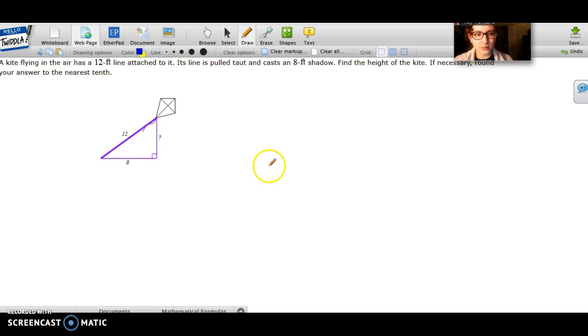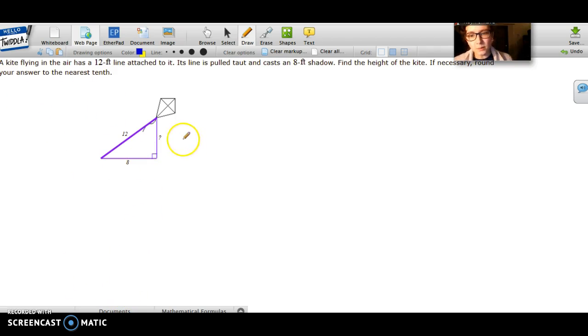So this is question 4 from 6.8. It says, a kite flying in the air has a 12-foot line attached to it. Its line is pulled taut and casts an 8-foot shadow. Find the height of the kite. If necessary, round your answer to the nearest tenth.